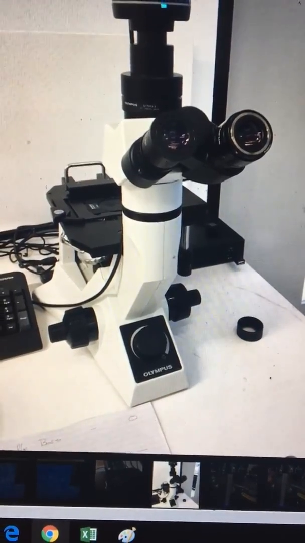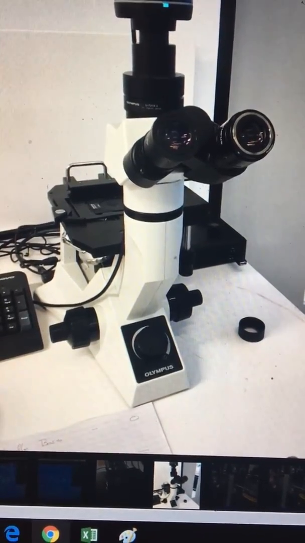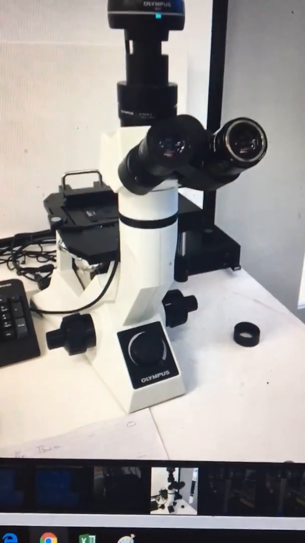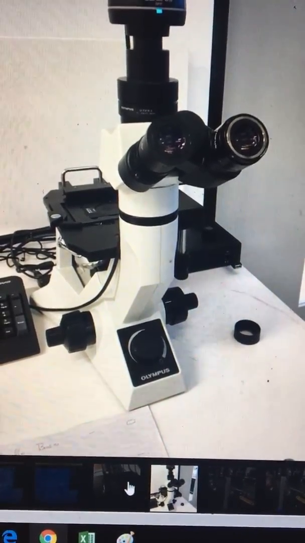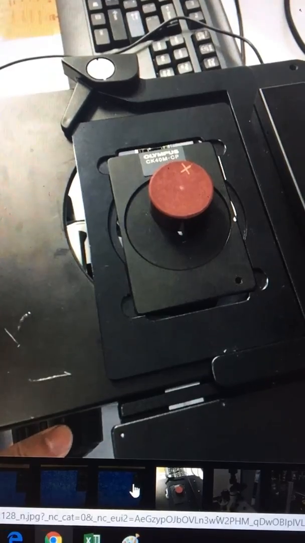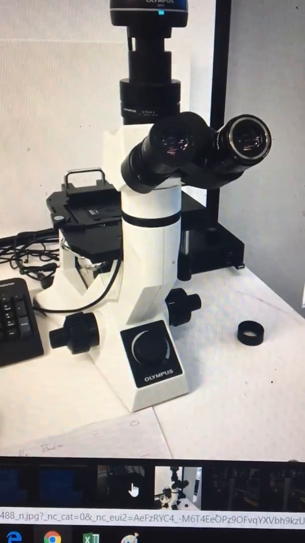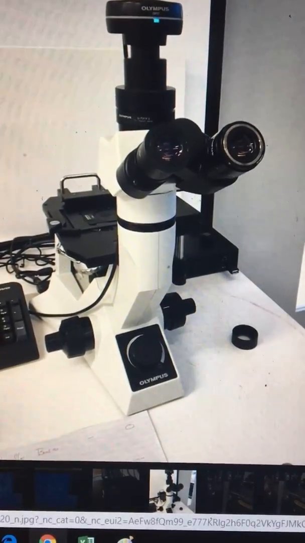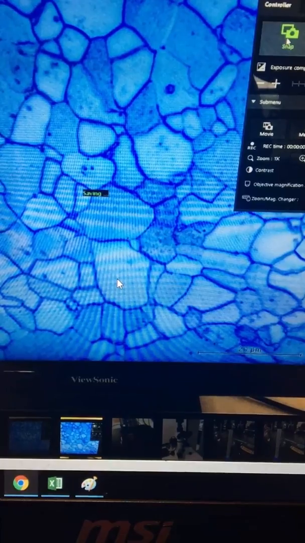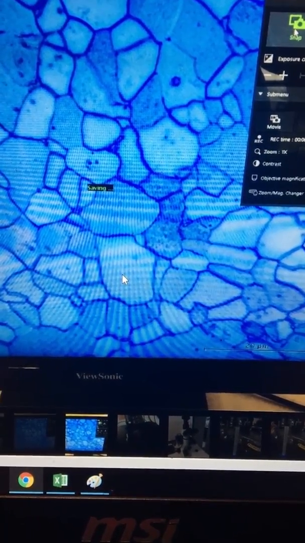So this is our microscope for the microstructure. We put our sample here like this, and then we adjust the lens first to 5 times, and it comes up like this on the screen. And then we adjust the lens to 10 times, and we got this one, and for 20, and then for 100 times we got this one, really close.